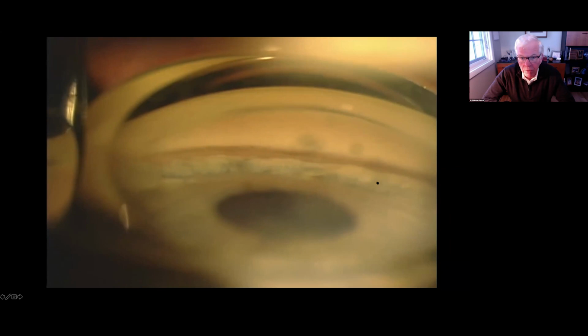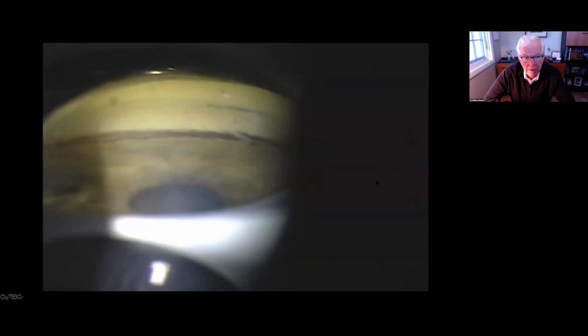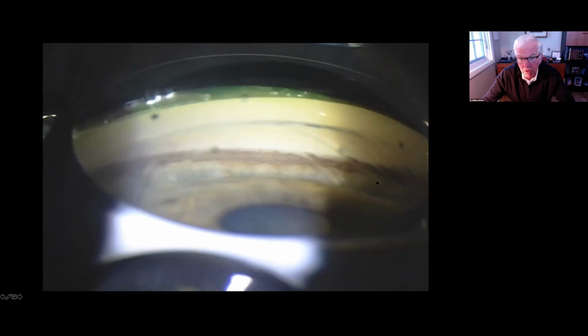Just another example of the same thing. Kind of a steep drop-off in the periphery. And when I indent, you see the corneal folds. And in this one, you really clearly see that there's something there. There's something beneath the iris.